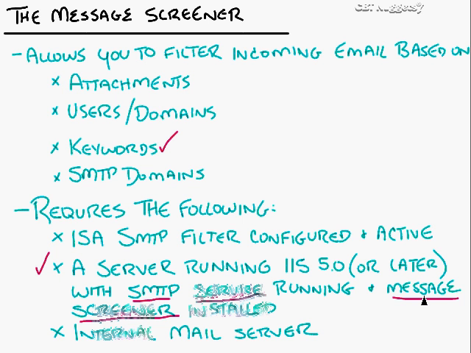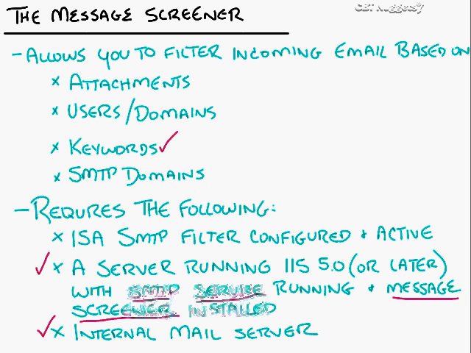You might do that to share the load. My recommendation is that you only install this on either the ISA server itself if you don't have too much email, or have a dedicated server somewhere in your network running IIS that hosts this. Finally, the last requirement, of course, is you have an internal mail server, the real mail server, that will receive the emails once they pass this filter.